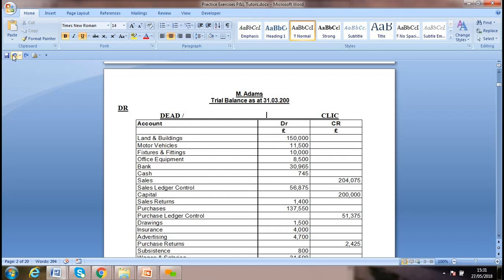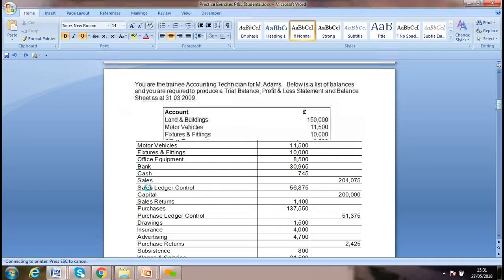Sales is an income. Income goes on which side? Credit. Well done. I stands for income. It goes on the credit side.